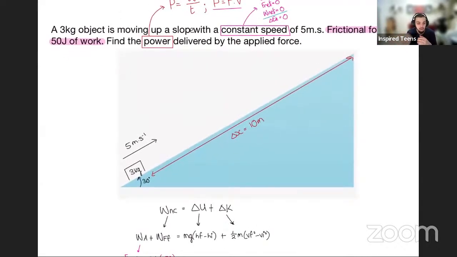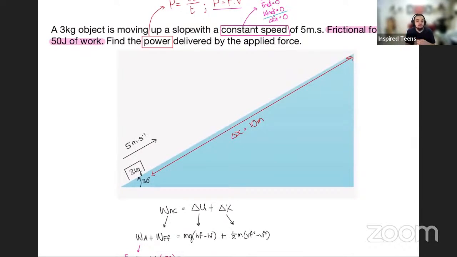So we know that if a force is applied on an object in the opposite direction to the direction of motion, for example, in this instance, the direction of motion is up the slope. If there's some force that's pulling it down the slope, we would say that's opposite to the direction of motion. The object is moving up the slope. This force is pulling it down the slope.